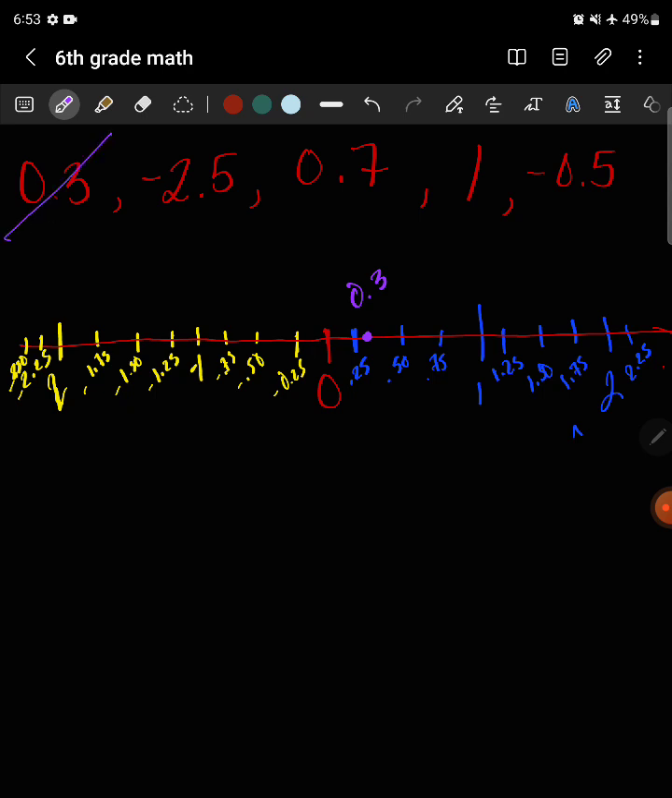We did this one. The next one, we got -2 and 5/10. So with -2 and 5/10, we got to go all the way back here, and I want us to mark it, -2 and 5/10. Then the next one we got is 7/10. 7/10 is like having 70 cents. Well, that's going to be close to 75. And then we have 1. And then we have -5/10. Well, that's like owing somebody 50 cents.